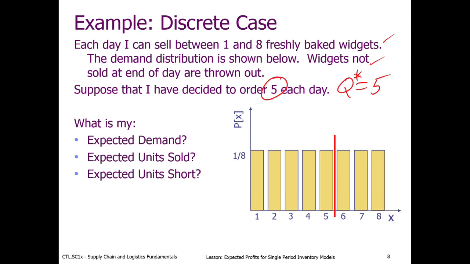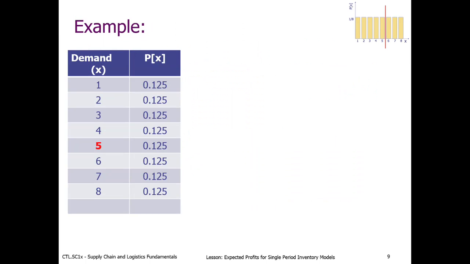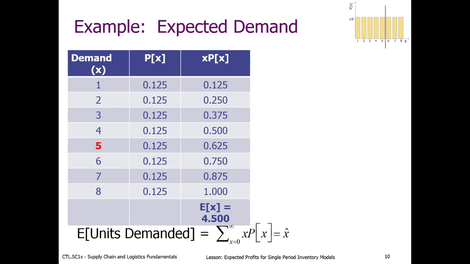What we want to figure out is what is my expected demand. Remember that x hat? I want to find my expected units that I'm going to sell, and I want to find my expected units short. So here's our example again. And remember, I have 5 units that I already have. That's my Q. And you can see the probability for each of the other values of x is equal. It's 0.125. And so the first thing I want to find is my expected demand.